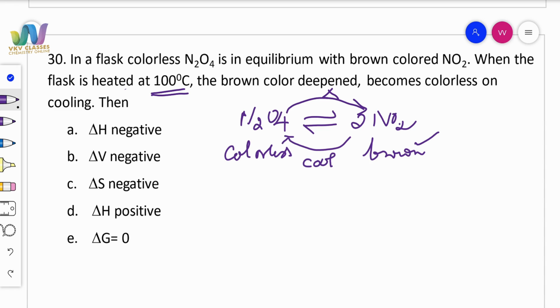So, according to Le Chatelier's principle, high temperature favors an endothermic reaction. So the forward reaction is endothermic, and delta H for this process will be positive, that is D.